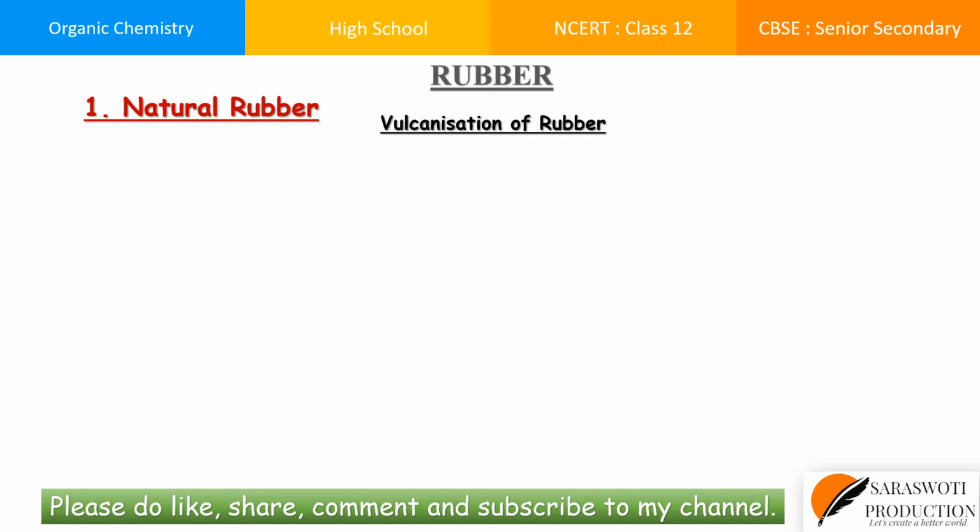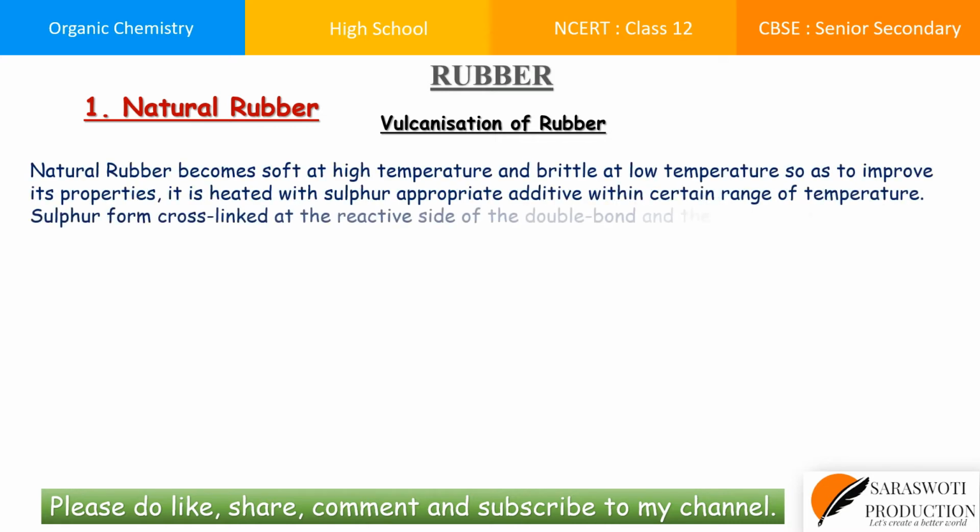Talking about vulcanization of rubber, what does it mean? Natural rubber becomes soft at high temperature and brittle at low temperature. To improve its properties, it is heated with sulfur, a mix additive, within a certain range of temperature. Sulfur forms cross-links at the reactive sites of the double bond and the rubber gets stiffened. This simply means natural rubber is very soft and easily breaks when you heat.